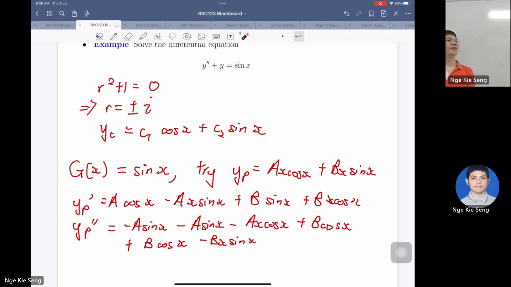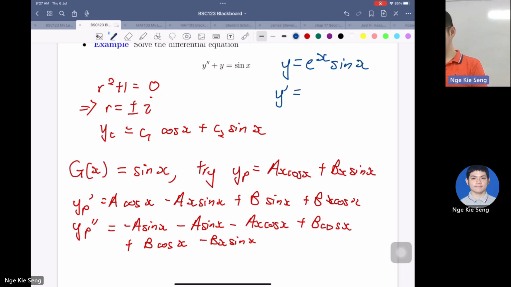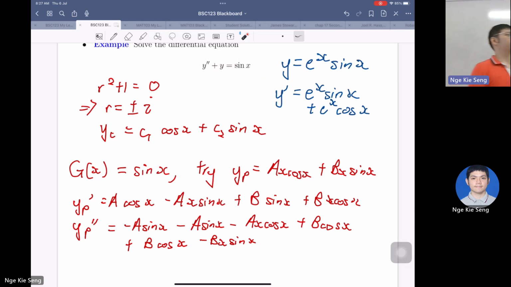How? Product rule, right? Wait, so are you asking to substitute e to the power x sin x like this? Yeah, so you do product rule, right? Okay, product rule, you get e^x sin x plus e^x cos x. So you never get sin x. What do you mean by both sin x? You need to compare to sin x, right? On the right hand side.